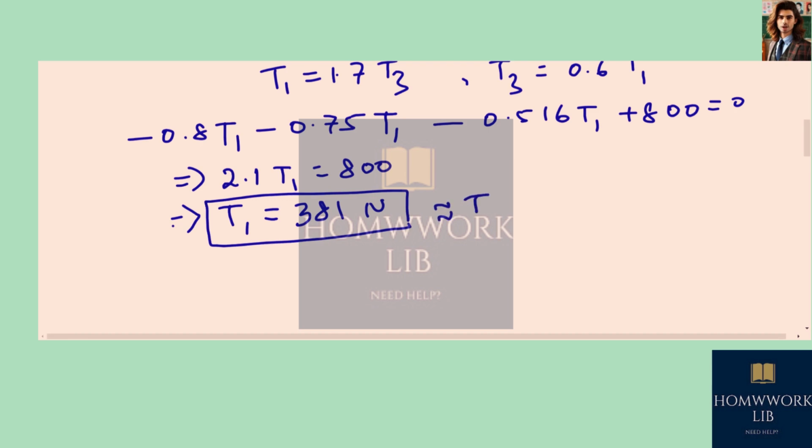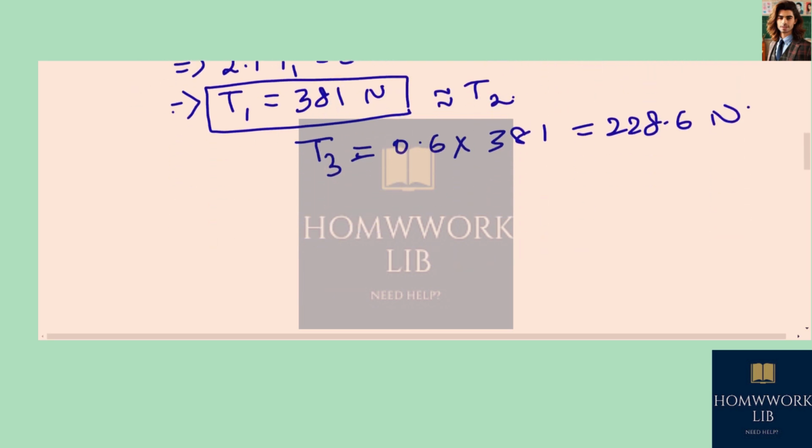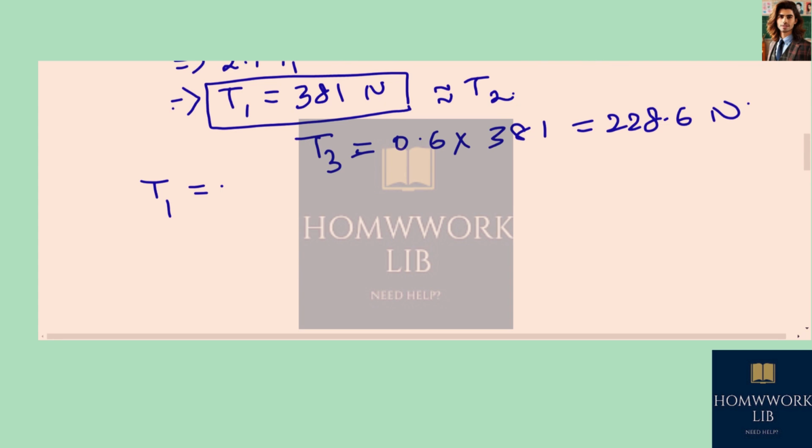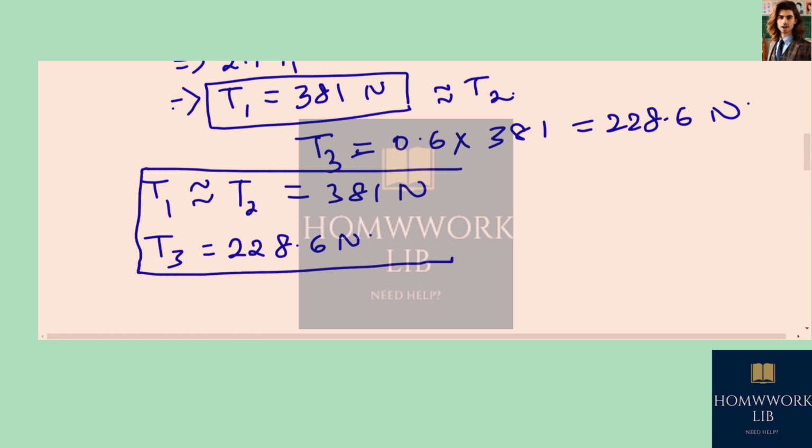And that will be relatively equal to T2, and T3 here can be obtained by multiplying 0.6 with 381, so that comes out to be 228.6 newtons. So we get the values of T1 and T2 approximately equal. This was just to ease the calculation here. So that comes out to be 381 newtons, and T3 comes out to be 228.6 newtons. So these are the tensions that we get in the cables.